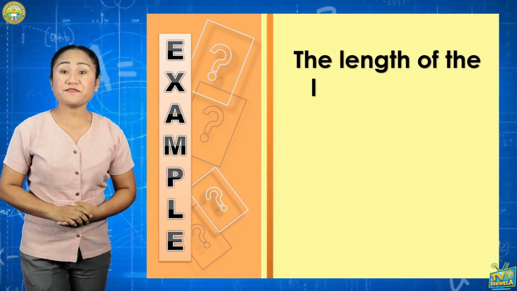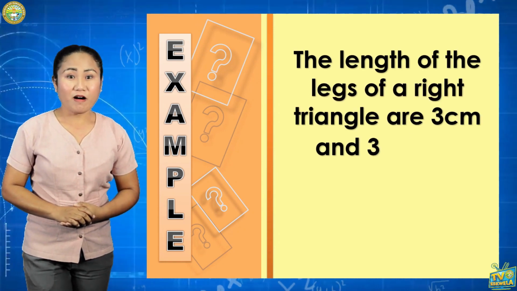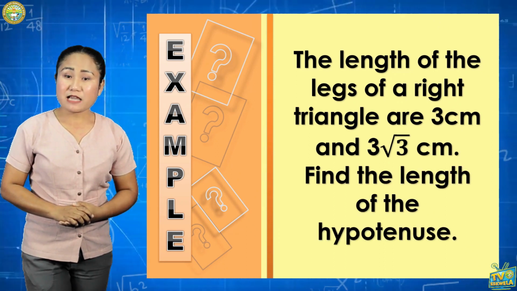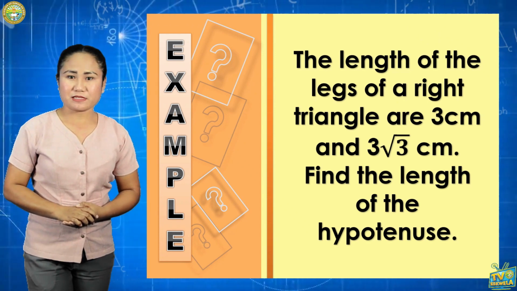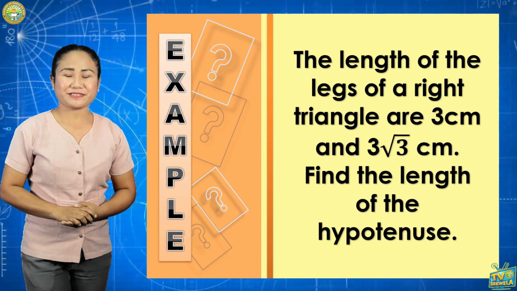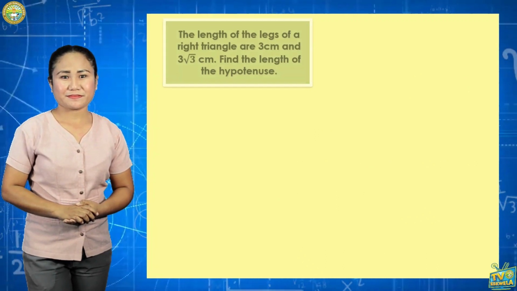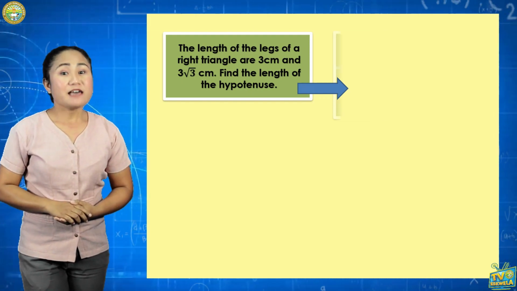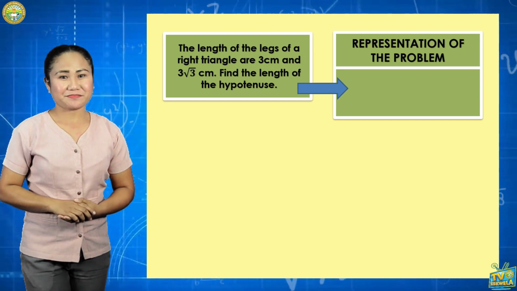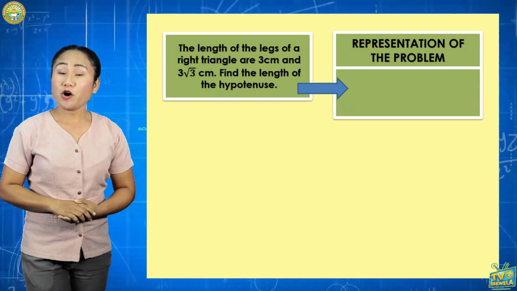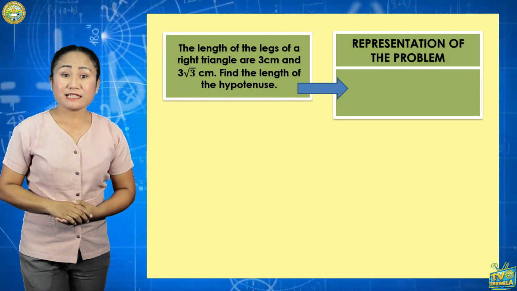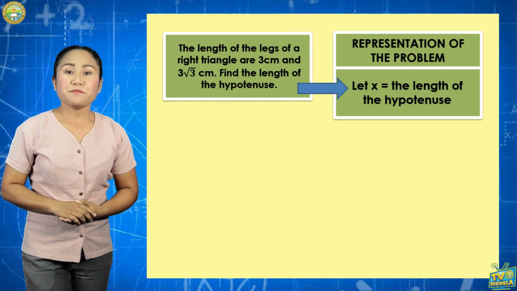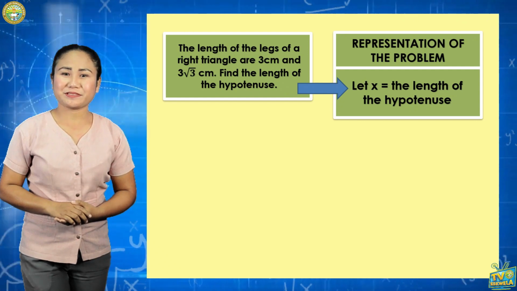The length of the legs of a right triangle are 3 centimeters and 3 square root of 3 centimeters. Find the length of the hypotenuse. From this problem, the first box will be the representation of the problem. On the space, we will write the step. That is, we will let x be the length of the hypotenuse.